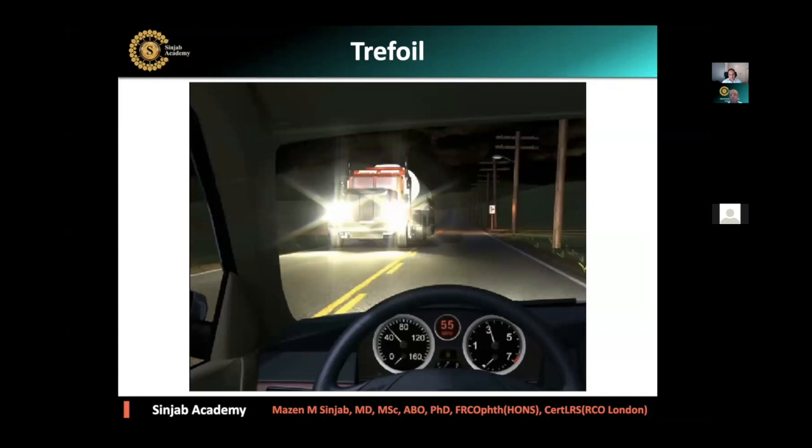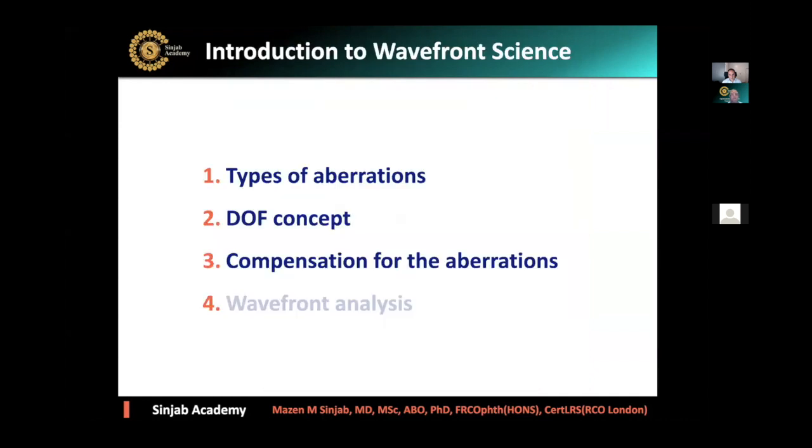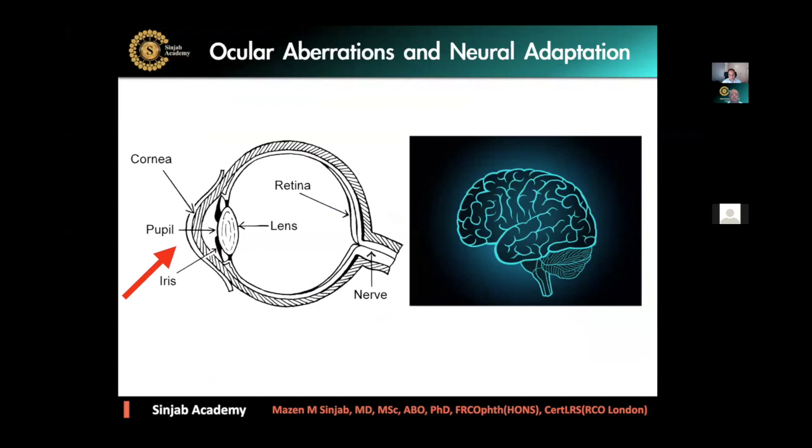And patients with trefoil will see starbursts, as you see, while people with coma will see shadows and ghost images. Now, how does our body compensate for the aberrations? We know that the main source of higher order aberrations is the anterior corneal surface. Other mechanisms that compensate for this are the posterior corneal surface, the crystalline lens, the retina itself, and the brain.